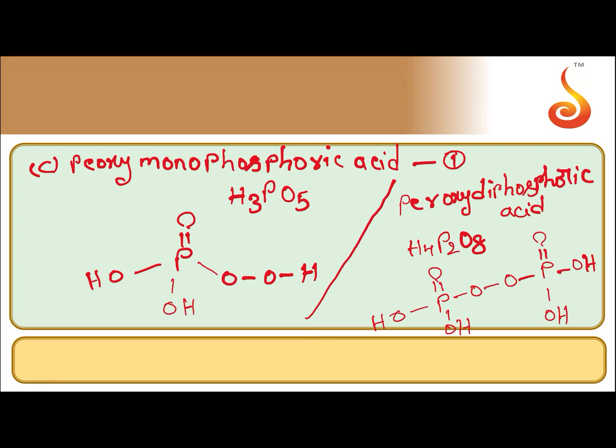Then the third one is peroxyphosphoric acid. There are two types of peroxyphosphoric acids: one is peroxymonophosphoric acid, another is peroxydiphosphoric acid. Peroxymonophosphoric acid is H3PO5, and that is its structure. The second one is peroxydiphosphoric acid, H4P2O8, and this is the structure of peroxydiphosphoric acid.